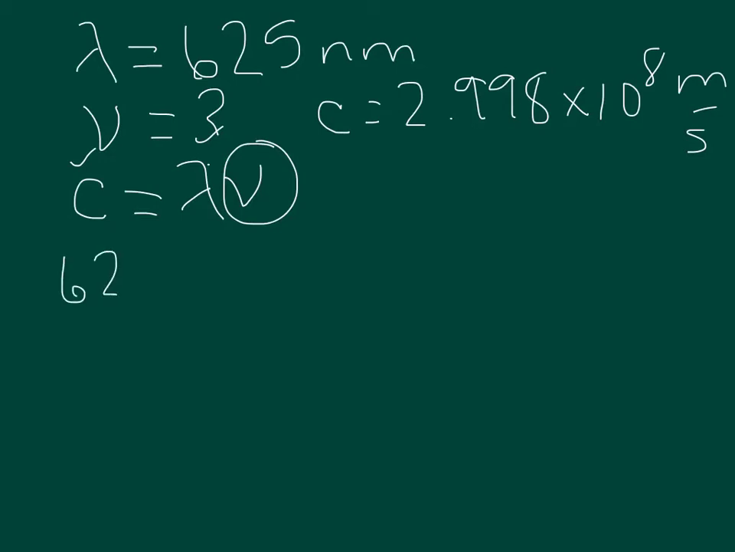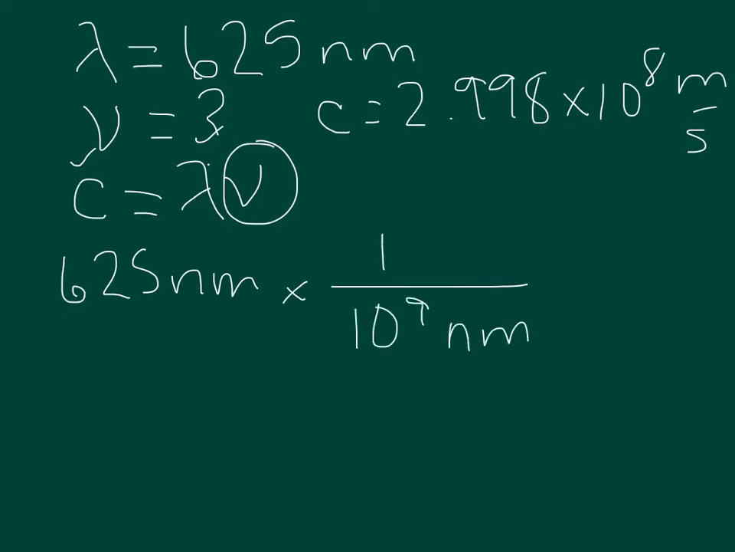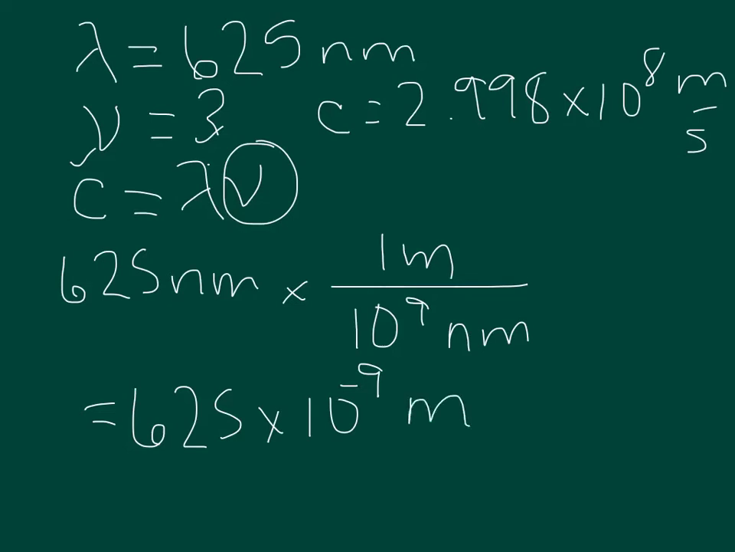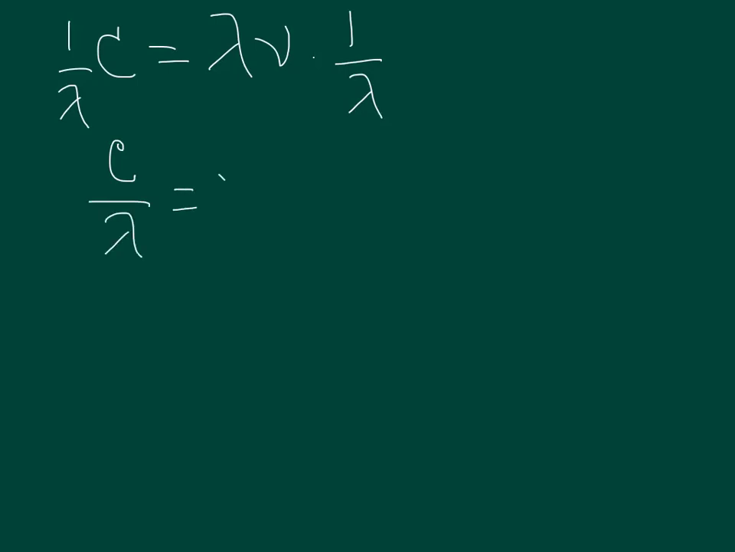So I have 625 nanometers times 1 meter for every 10 to the 9th nanometers, which gives me 625 times 10 to the negative 9 meters. So, knowing that, again, I have my speed of light is equal to wavelength times frequency. I multiply both sides by 1 over wavelength. So you get speed of light over wavelength is equal to frequency.